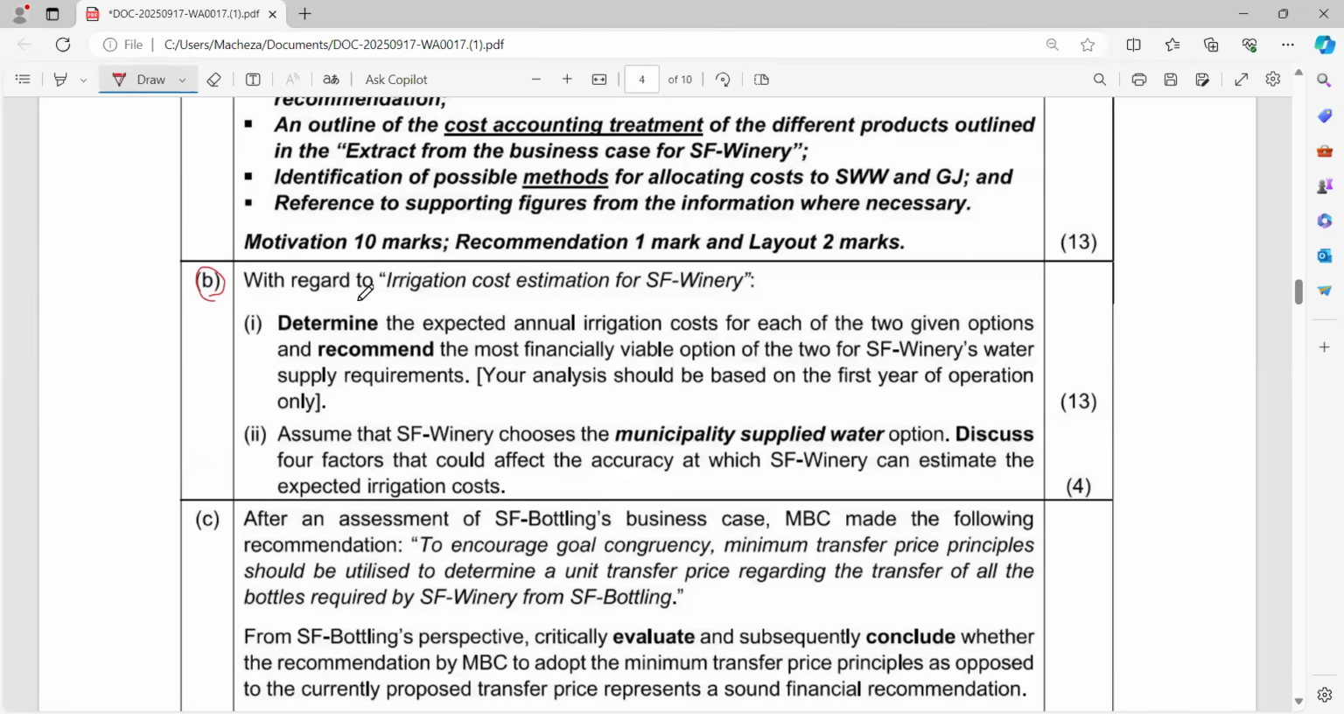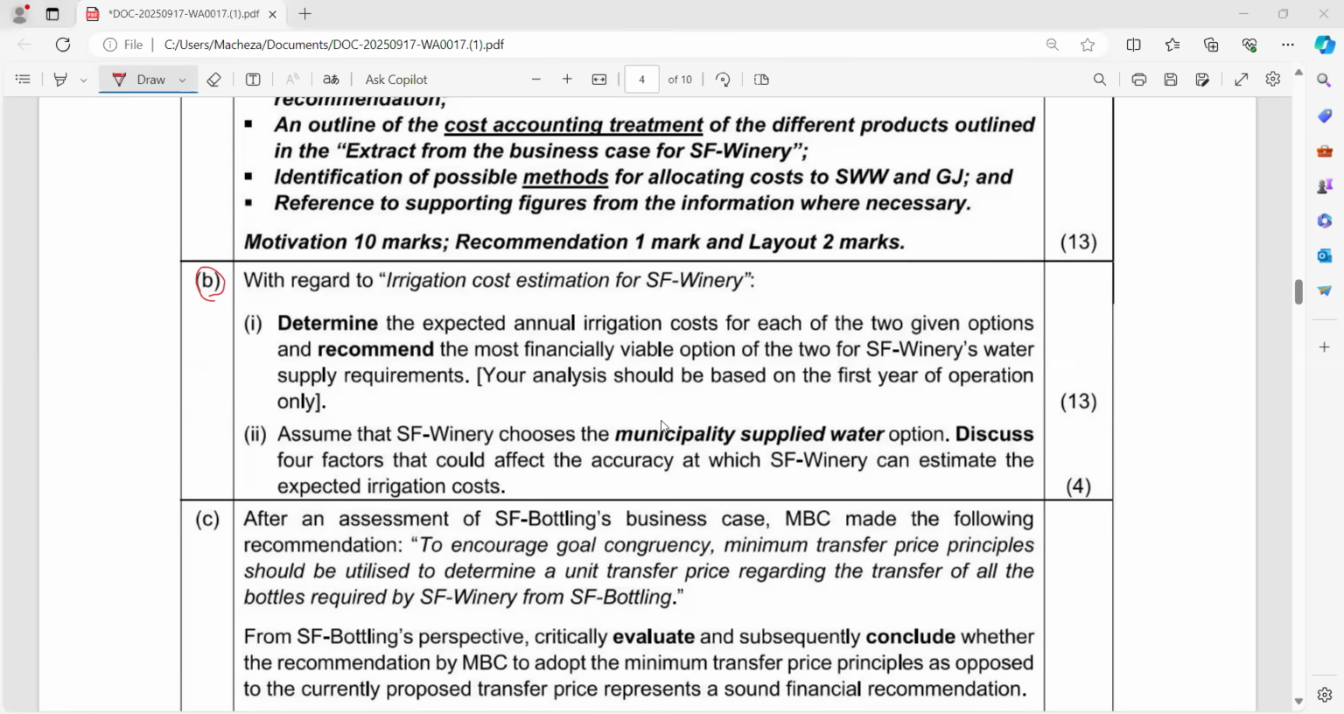So B says, with regard to irrigation cost estimation for SF winery, determine the expected annual irrigation cost for each of the two given options and recommend the most financially viable option of the two for SF1's water supply requirement. Your analysis should be based on the first year of operation.